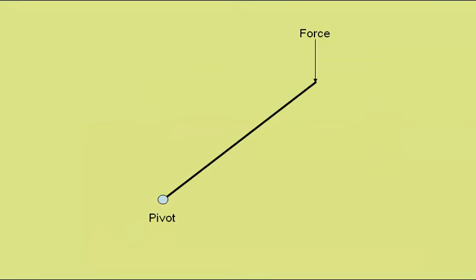Now to explain what's meant by the term perpendicular distance from the pivot. Here we have a lever at an angle, pivoted here, and the force is exerted downwards here. The perpendicular distance is this distance here, the distance at 90 degrees from the pivot point to where the force acts.